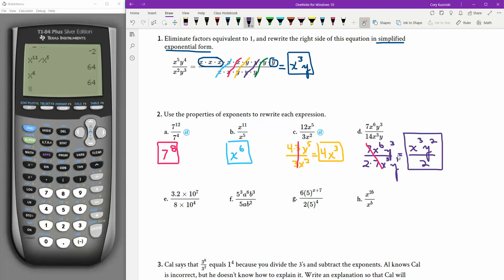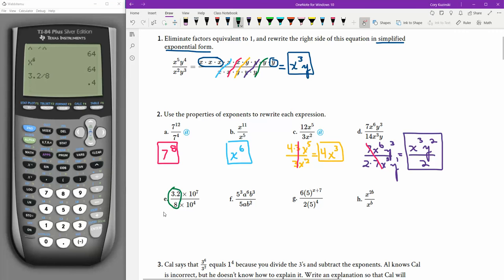We leave decimals out of exponential expressions. We try to write them as simplified fractions. Except for scientific notation. That's another story. So we got two numbers in scientific notation. We want the result to be in scientific notation. So the first thing I'm going to do is take this, let's change colors.